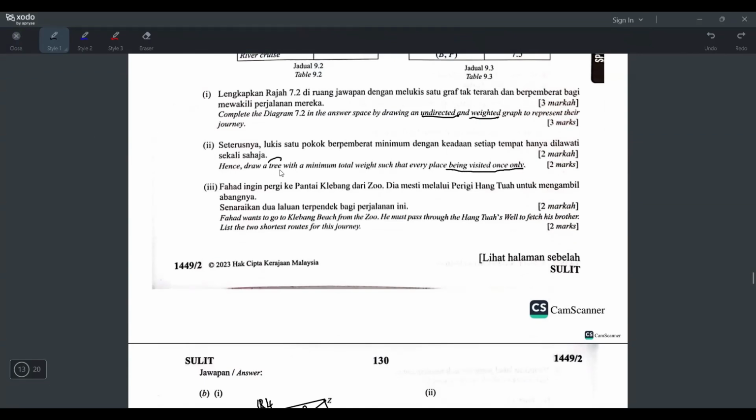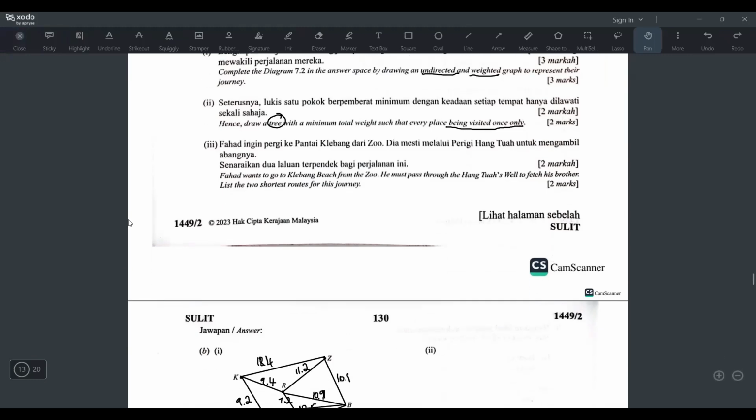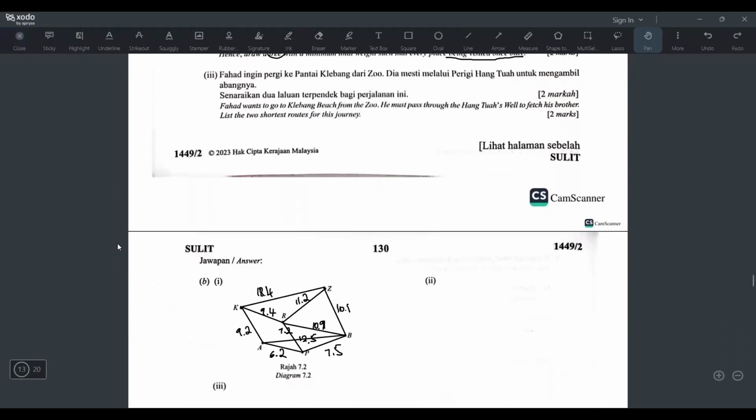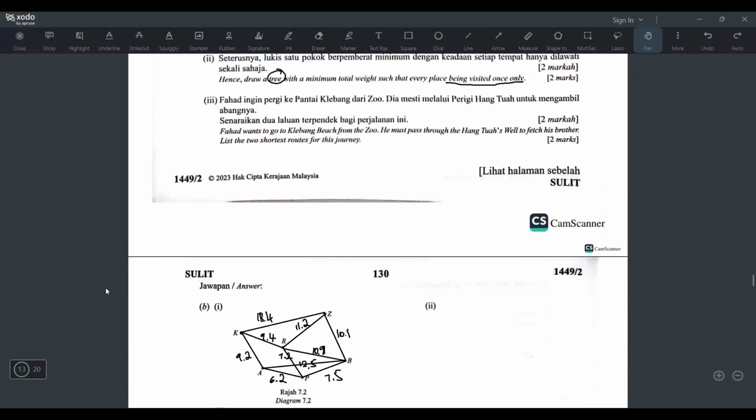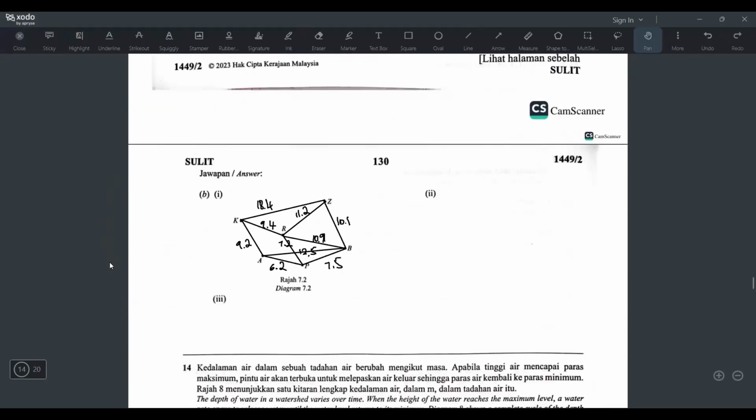Okay, first we need to understand what is tree lah. If you don't know what is tree, how are you supposed to do this question? If you ask me, sir, what is tree, if you ask me like that, it means you can't do this question already. So I will explain to you what is tree first. Okay, so what is tree?